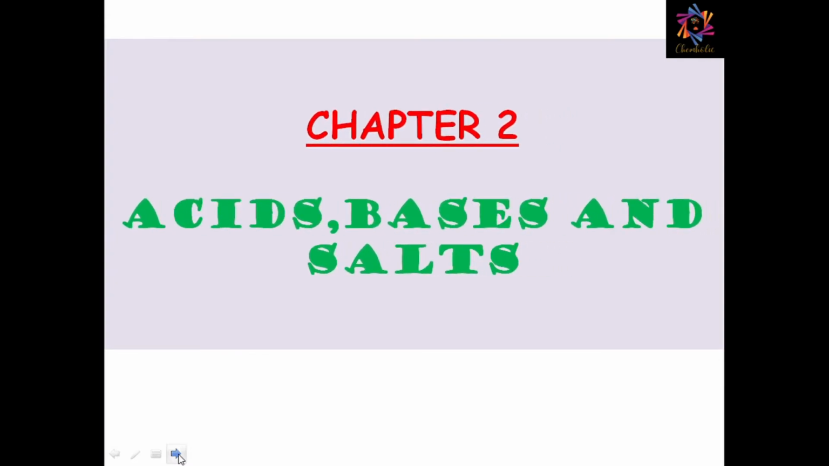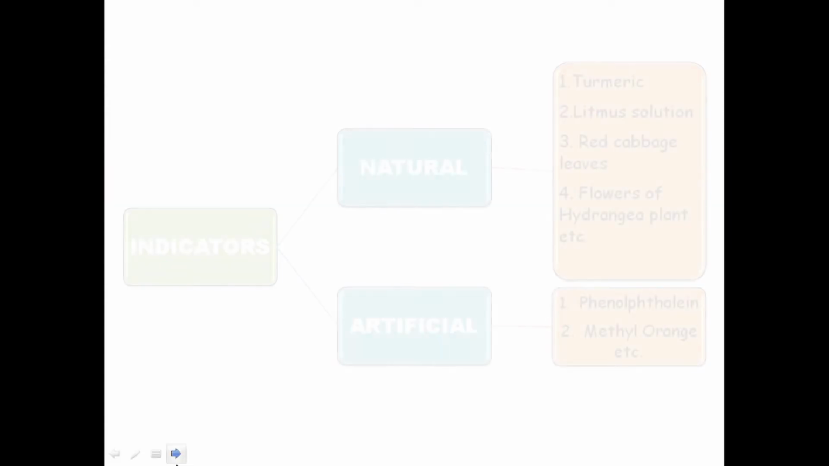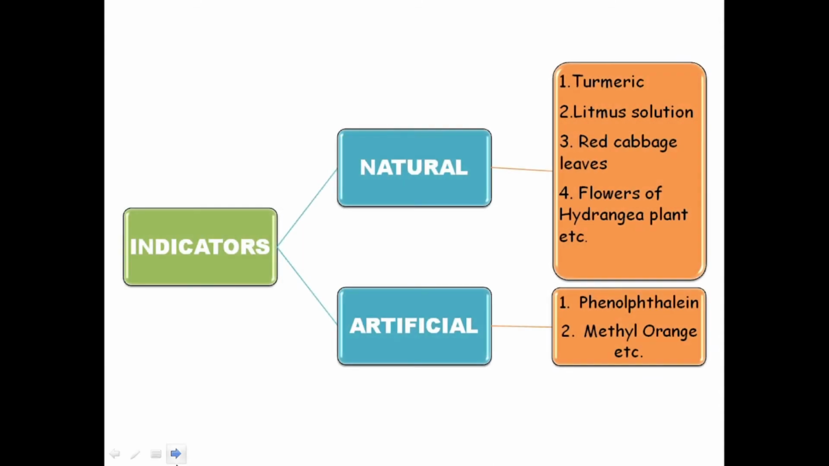So guys, the topic for today is acid-base indicators. Indicators are the ones which show one color in acidic medium and another color in basic medium. We saw this table before where we categorized indicators into natural and artificial, where we discussed turmeric and litmus solution, and today we'll see the rest of them.